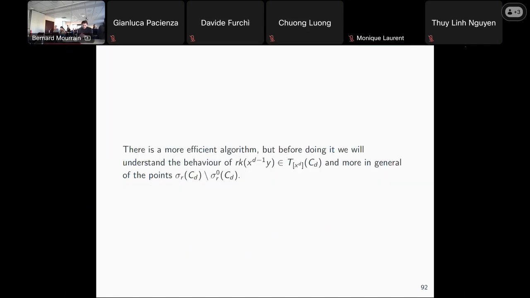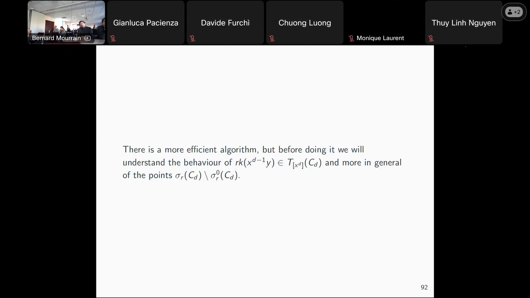Okay. And that's where I wanted to go. There is a more efficient algorithm that tells you exactly where to go. And I'll do this first for this guy here, and then we can try to generalize it.